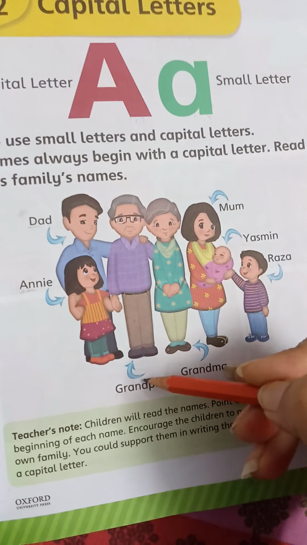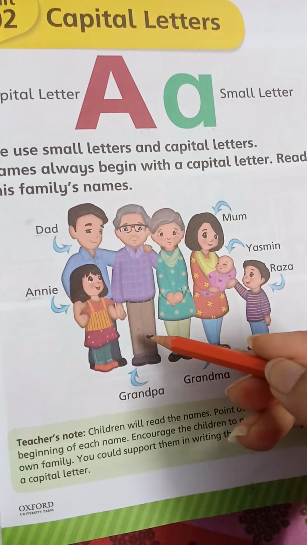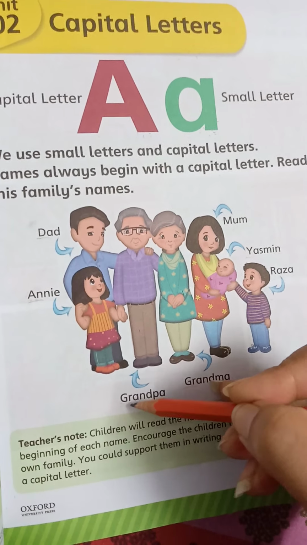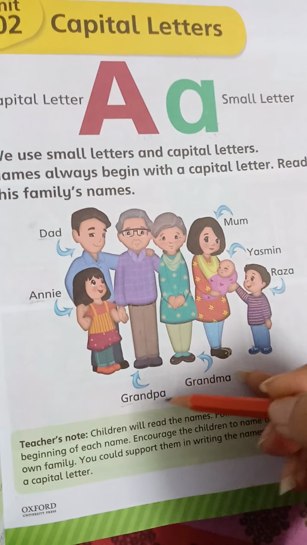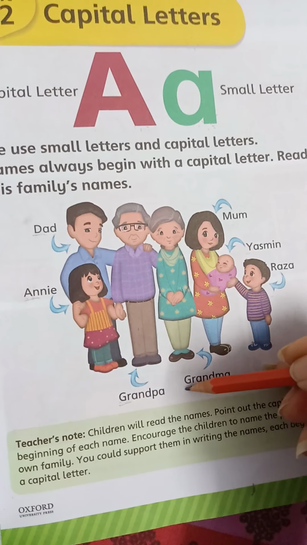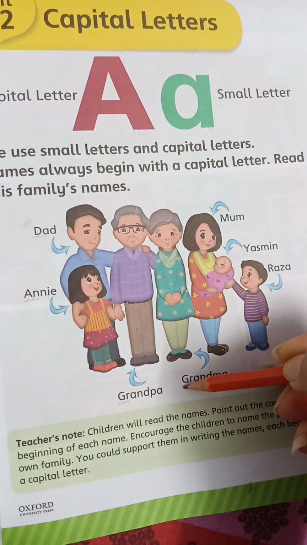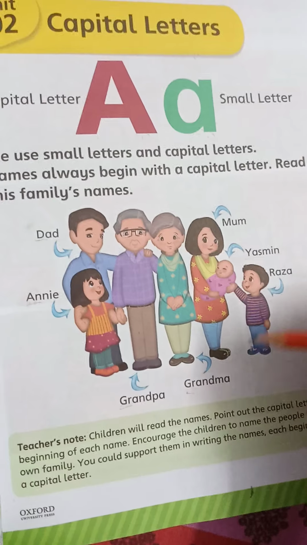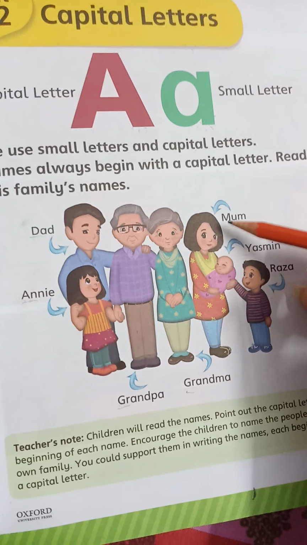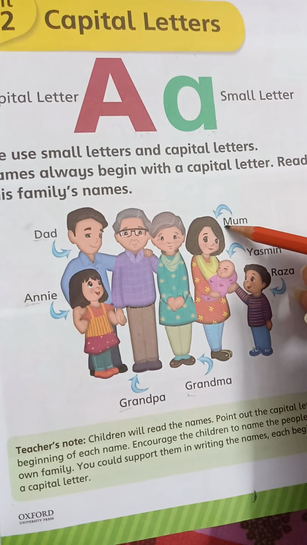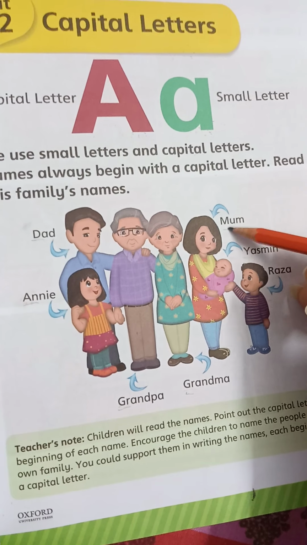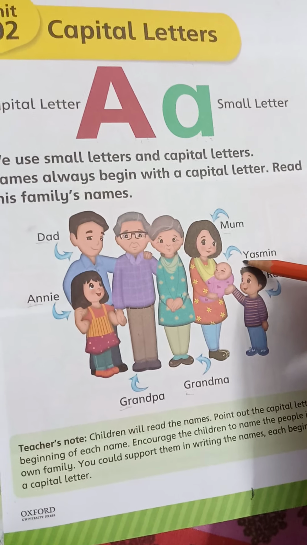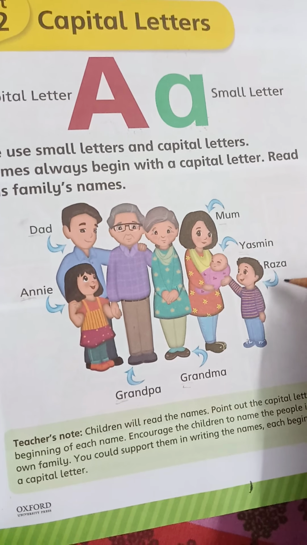Grandpa. Grandpa is also a name. That's why it starts with capital G. Grandma. What is this? Yes, capital G. Mum. The first letter is M, and this is capital. Yasmin. The first letter is Y, and this is also capital Y.